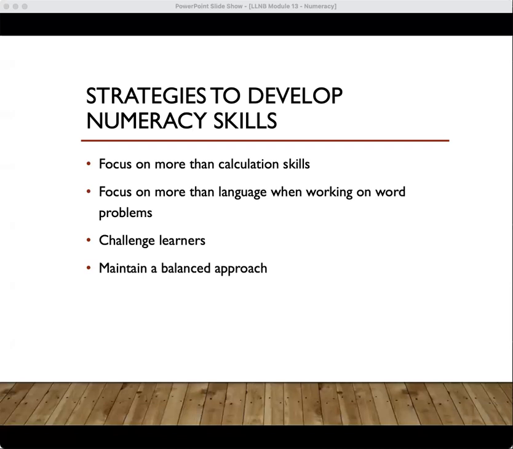And finally, maintaining a balanced approach. Teaching numeracy topics in an integrated way and not addressing topics in a sequential or isolated manner. This will build more rounded skills that can be applied in different situations and contexts.